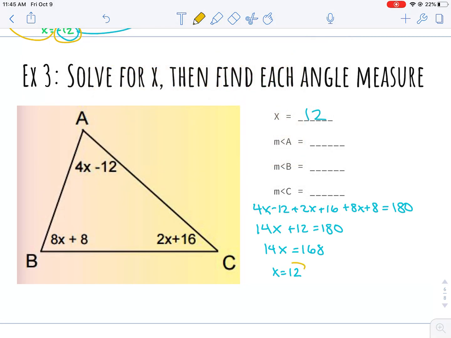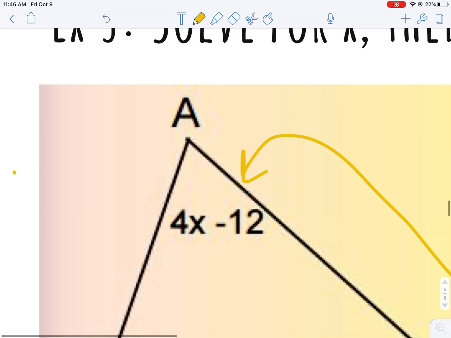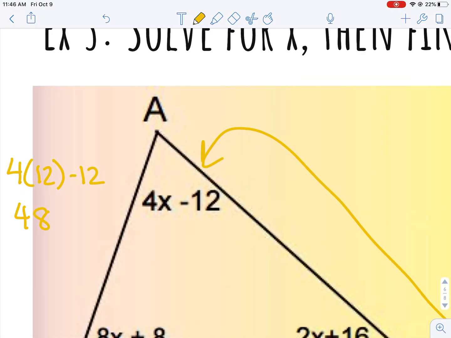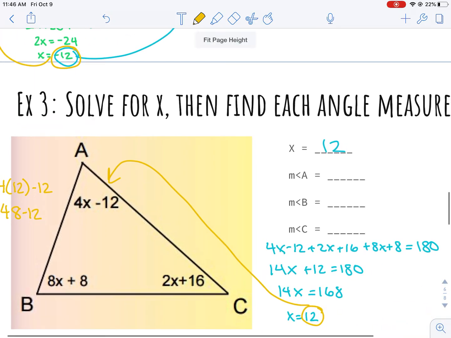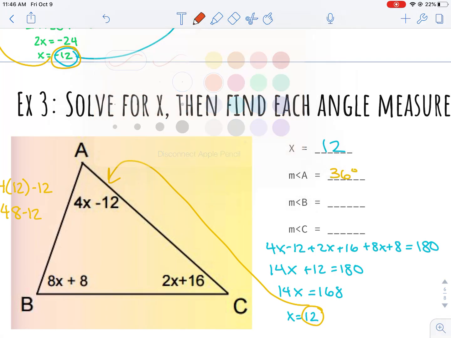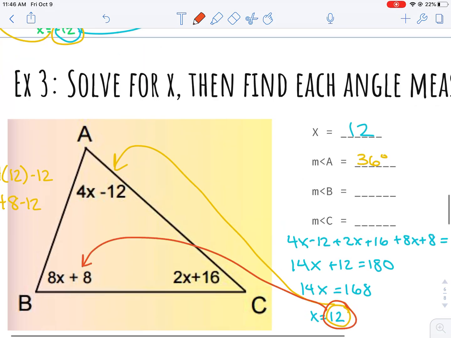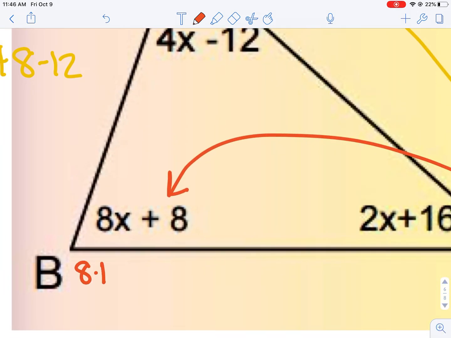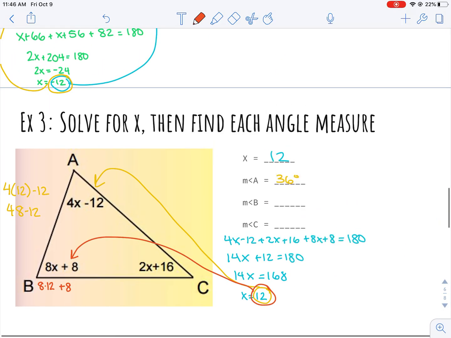To solve for angle A, I'm plugging this 12 in up here and doing some algebra. So I have 4 times 12 minus 12. 4 times 12 is 48. Minus 12, I get 36 degrees. Follow the same strategy for B. Take that 12, plug it on in. So I get 8 times 12 plus 8. And when I work that out, I get 104 degrees.